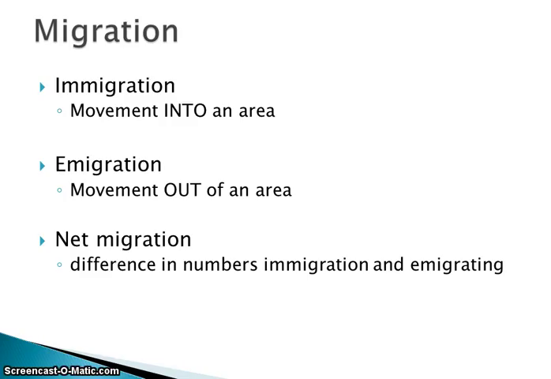Net migration basically means the amount of people leaving the country compared to the amount of people coming in. So if it's a negative, it means there's more people leaving. If it's a positive, then it means there's more people coming in and the population increases.